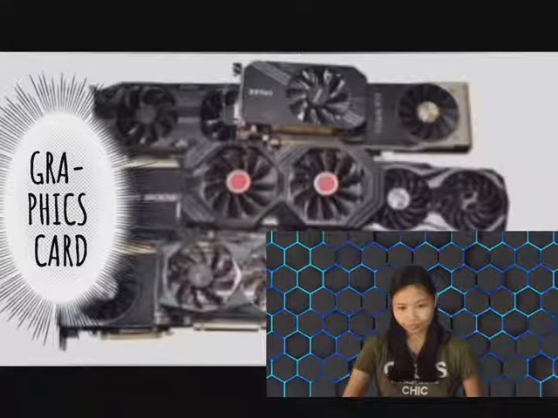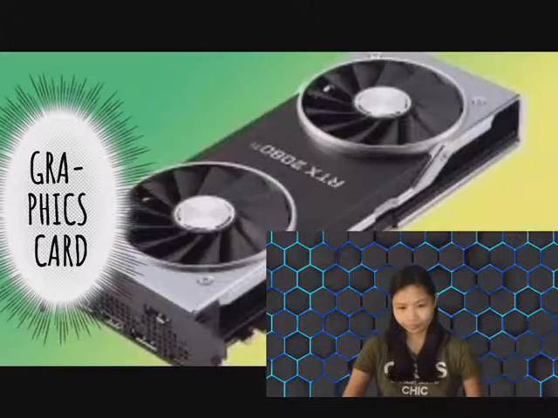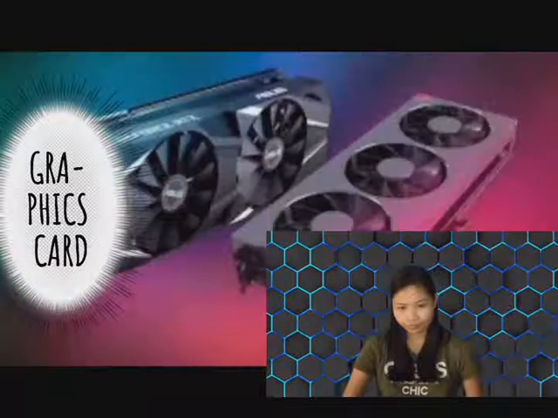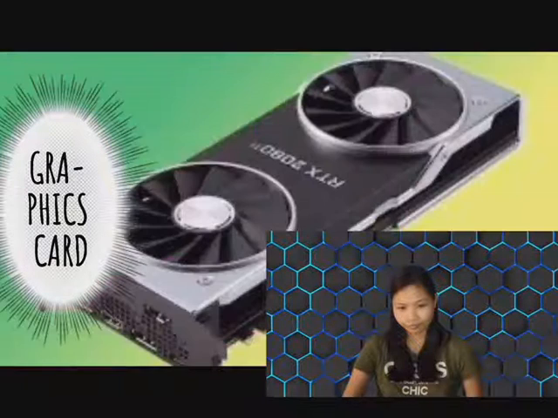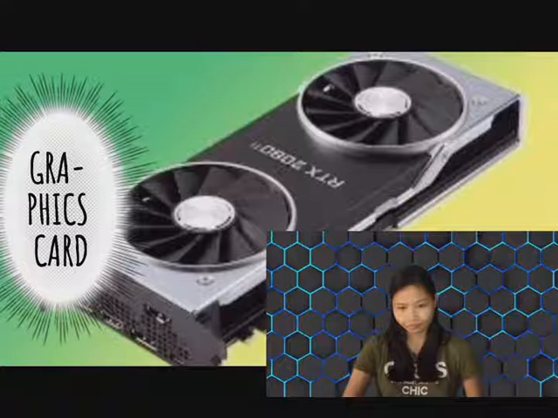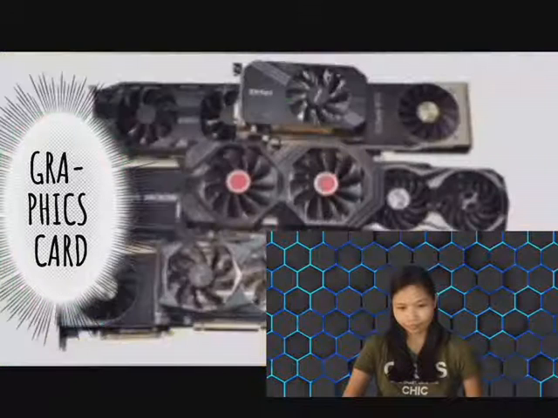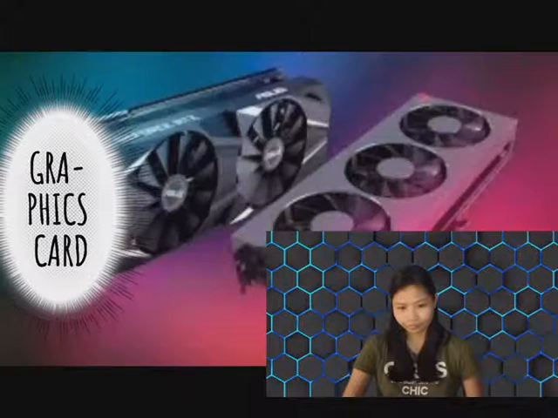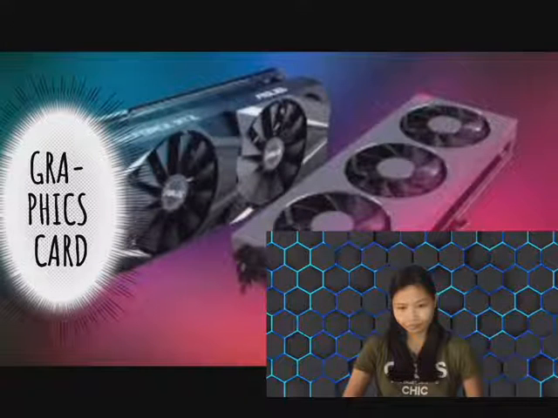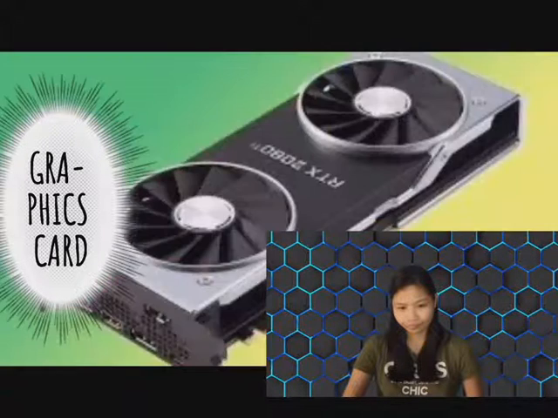Graphics card. A graphics card processes the data from the motherboard and sends the appropriate information to the monitor in order for it to be displayed. It can do so using an HDMI, DisplayPort, DVI, or VGA connector. A graphics card can also be referred to as a video card or a display card.